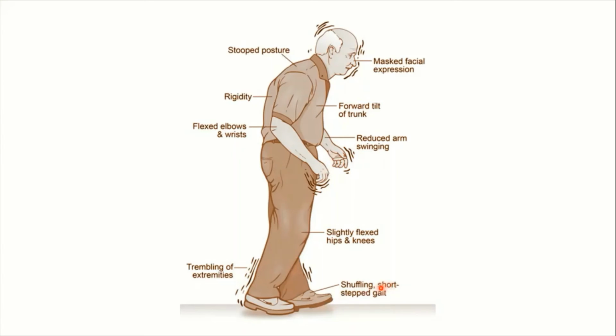Then the shuffling, short-stepped gait. The name given to that is the festinating gait. There are slightly flexed hips and knees, right? They are slightly flexed, and the upper extremities are more flexed here and here. And a forward tilt to the trunk. This is the posture of the Parkinson patient, a forward tilt in the anterior direction. This is the forward tilt of the trunk.